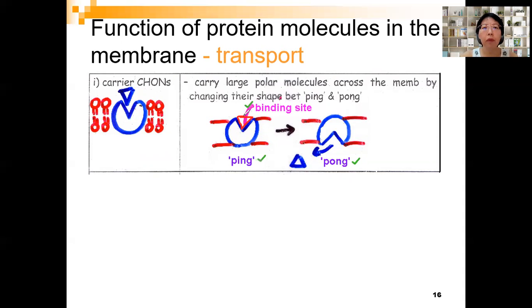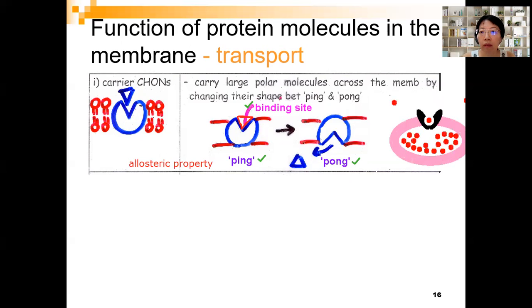So again, the principle is complementary base pairing. The moment glucose sits into the binding site, the carrier protein will have to hold the glucose, so it will change shape. So remember, this is what property of the enzyme? Allosteric property. That means it will take a different shape. So it will change shape.